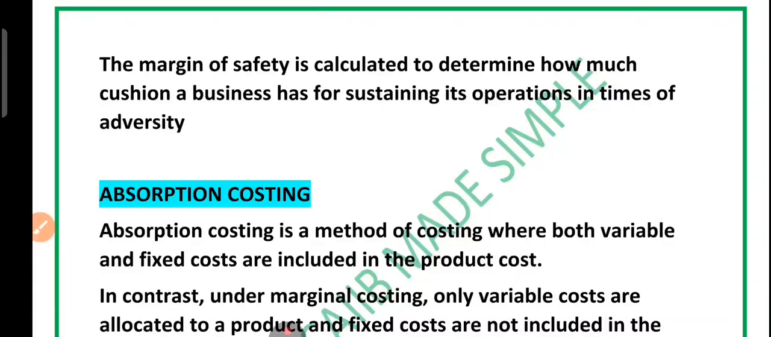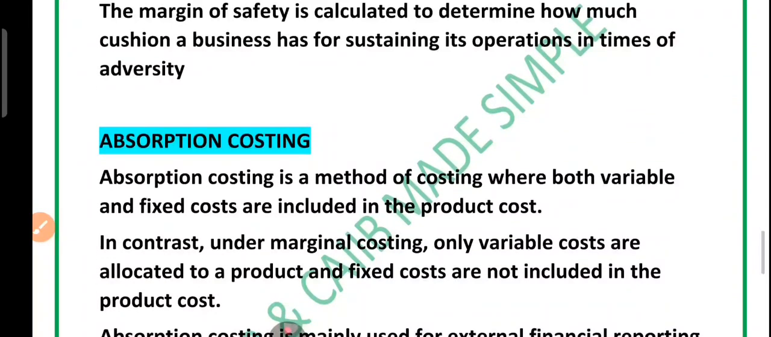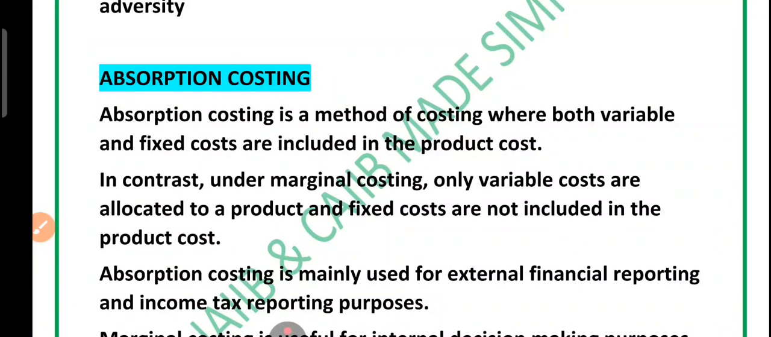So friends, we just discussed how the margin of safety works like a cushion for a business during tough times. Now let's move on to another very important concept, so-called absorption costing. In absorption costing, what happens? It is a method of costing where all costs are absorbed into the product cost. That means both variable costs like raw material, packaging, electricity, and fixed costs like rent of factory, manager salary, are all included in the cost of the product. That's why it is called absorption costing.